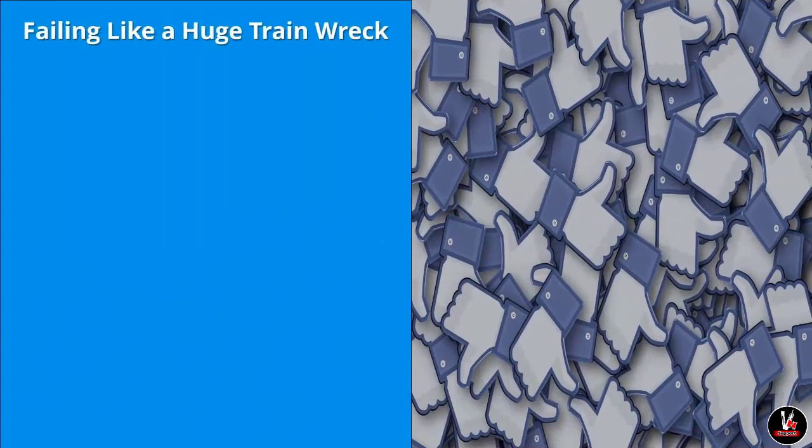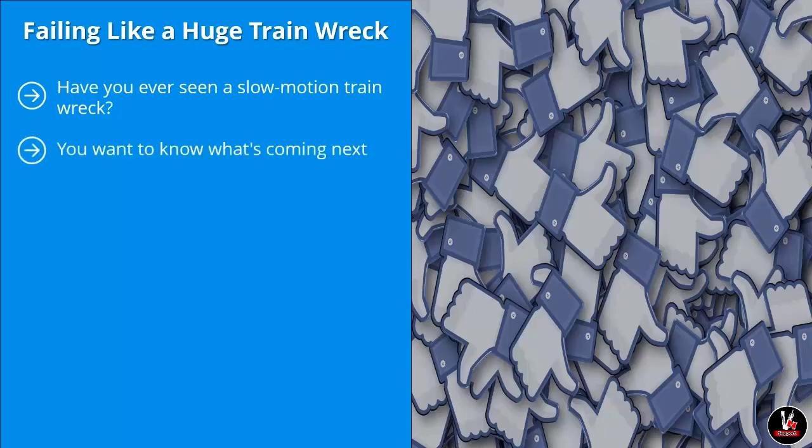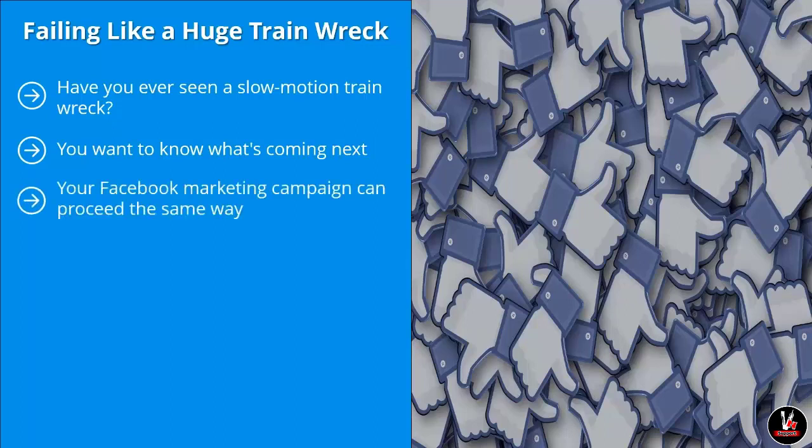Failing like a huge train wreck. Have you ever seen a slow motion train wreck? It's quite sad because it's all too predictable, but you can't turn your head and look the other way. You want to know what's coming next. You know, at the back of your head, what exactly is going to happen, but it's so slow, so massive, that you just can't help but look. Your Facebook marketing campaign can proceed the same way. You know that the campaign is failing, but you can't quite put your finger on the cause. So you just go through the motions like a deer with its eyes caught in the headlights.